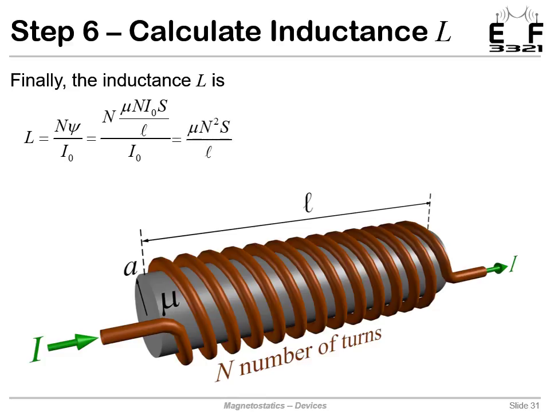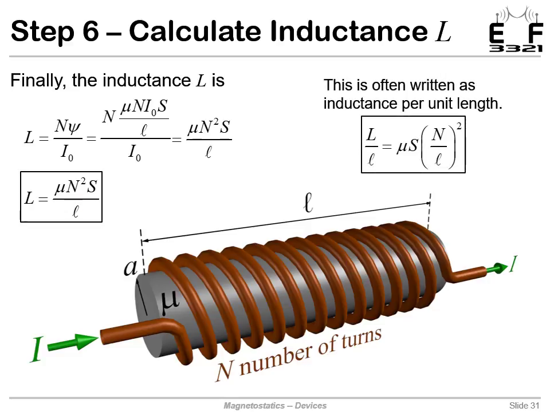So all of that simplifies down to mu n squared s over L. And in fact, that is our final answer for the inductance of our solenoid. Now, very often, we're really more interested in the inductance per unit length, because then we can calculate the inductance for any length solenoid. So what we'll do is divide both sides by this L term.